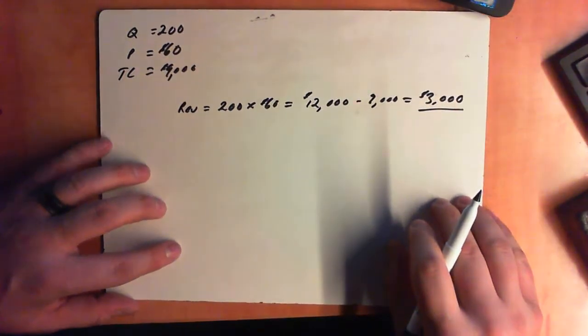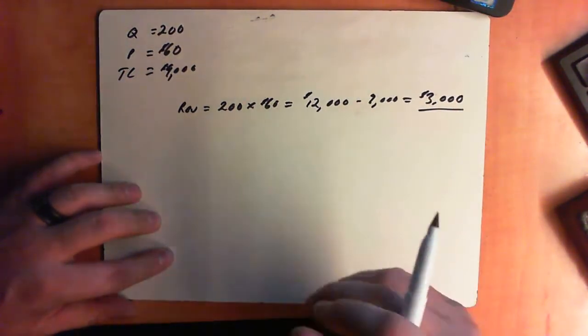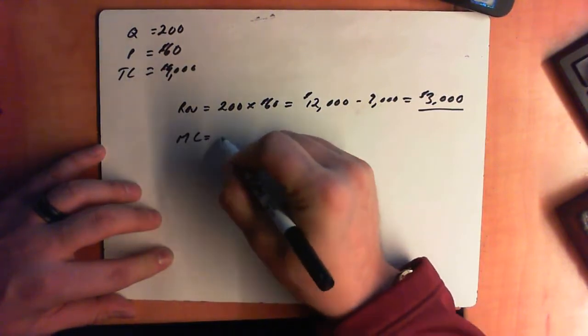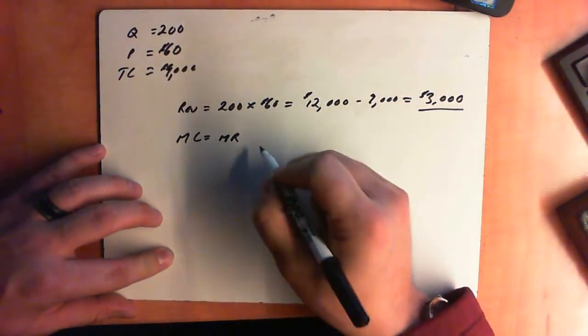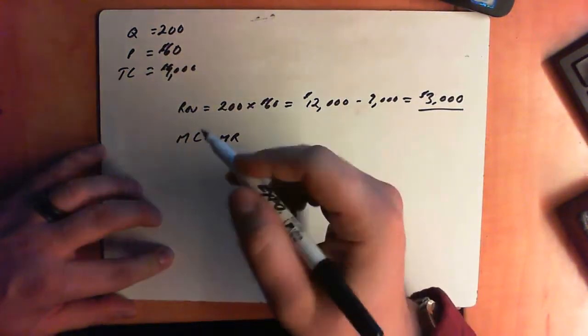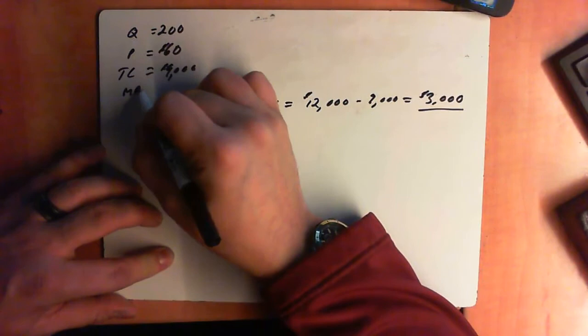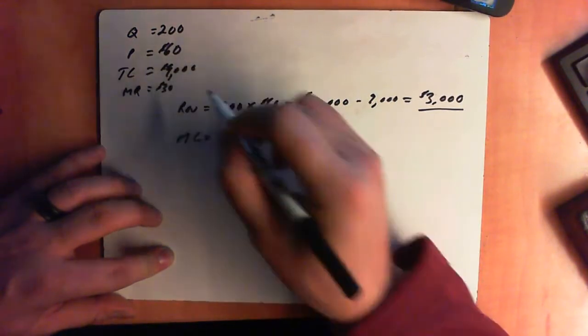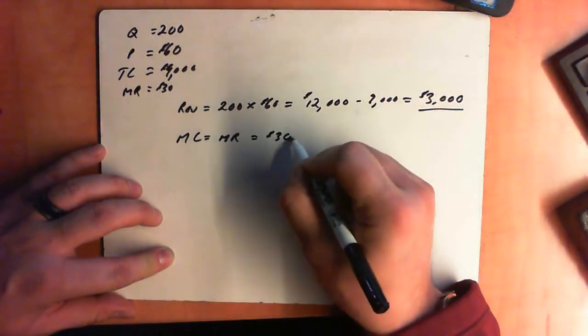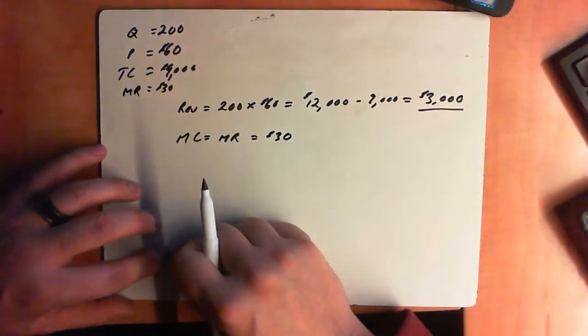So what is the firm's marginal cost? Since the firm is maximizing its profit, its marginal cost is equal to its marginal revenue. Well, we know from the problem that it earns $30 in extra revenue, and so its marginal revenue then is $30. Therefore, because marginal cost is equal to marginal revenue, it is also equal to $30.